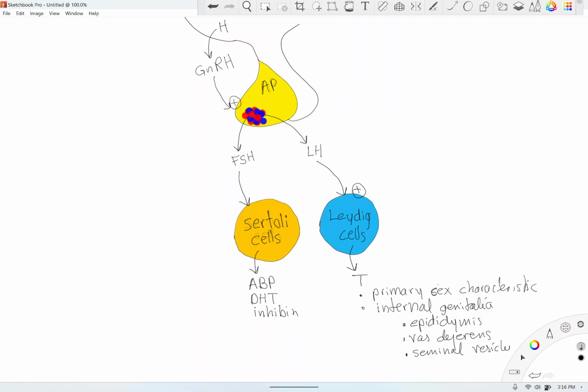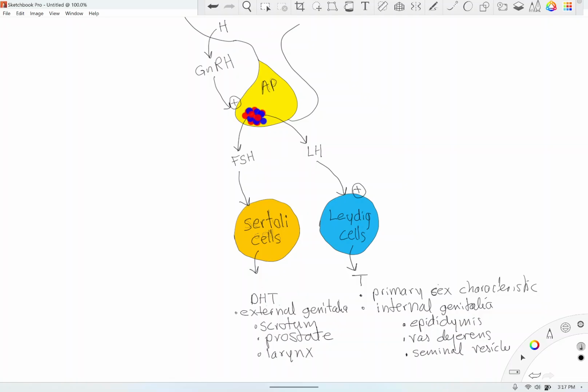Now, what is the function of dihydrotestosterone? Dihydrotestosterone acts on external genitalia. Its job is growth of external genitalia. What are those? Scrotum, prostate, causing growth of prostate, and larynx. In puberty, a man's voice becomes deep because of larynx growth. It's involved in hair growth as well, or baldness.